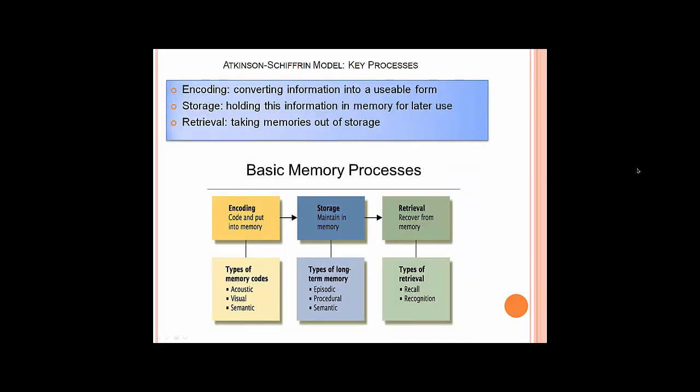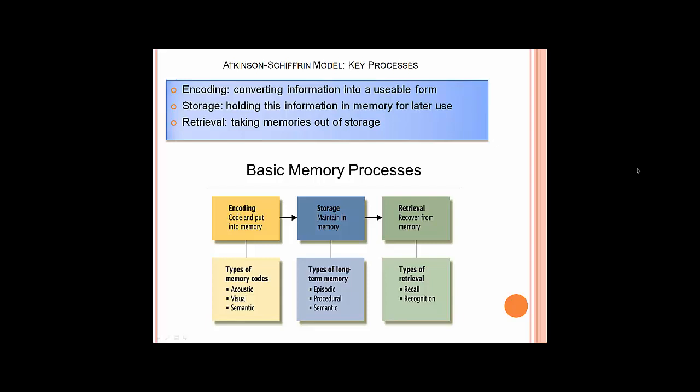The process of memory, that is what happens and how it happens. Remember, we've already talked about sensory encoding and decoding, and what's involved with the different energy systems in order to change one form of energy into another form of energy. In memory, the key processes are encoding, and that is converting information into a usable form; storage, holding this information in memory for later use; and retrieval, taking memories out of storage.